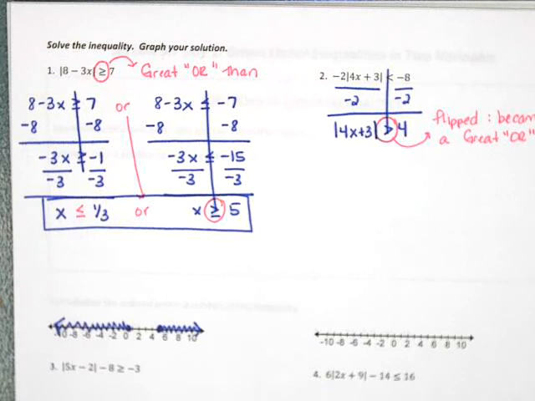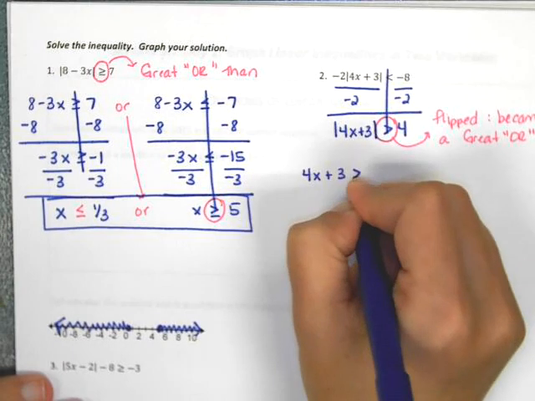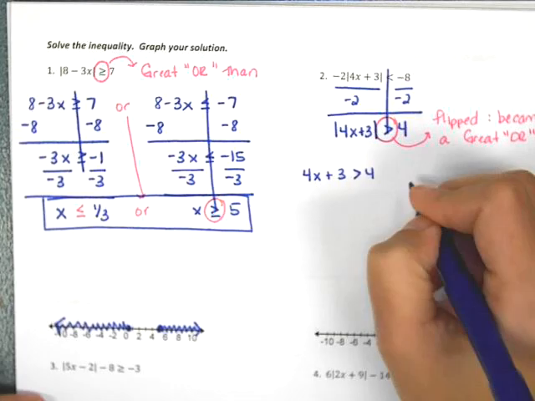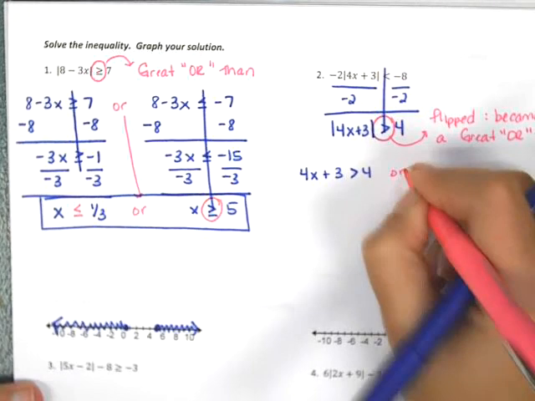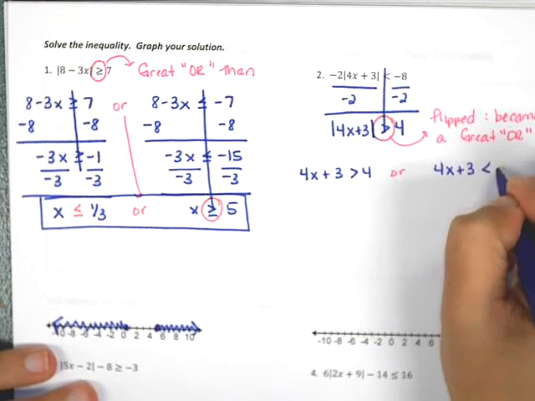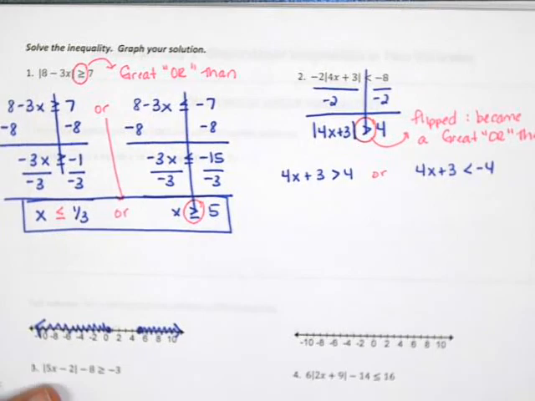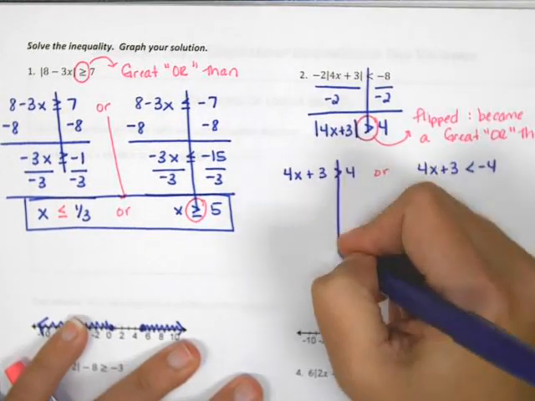So that means I'm going to create two separate problems. The first problem is going to be 4x plus 3 is greater than 4, just the same as the original. Or, and then the second problem will be 4x plus 3 is less than negative 4. So I'm flipping the symbol and I'm changing it to a negative number. Now I'm going to solve.